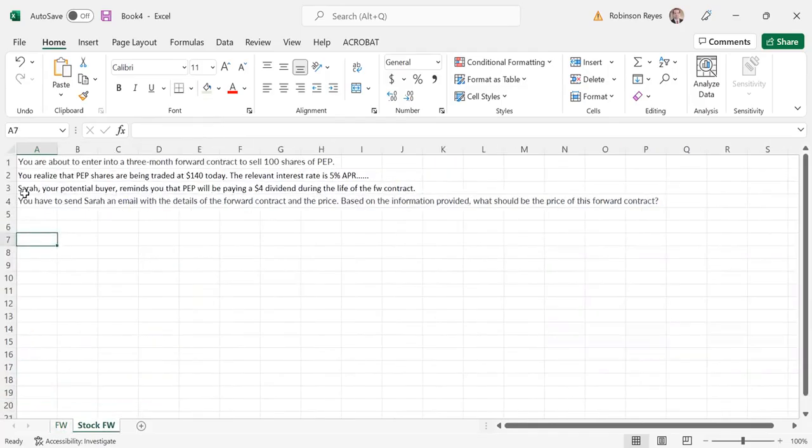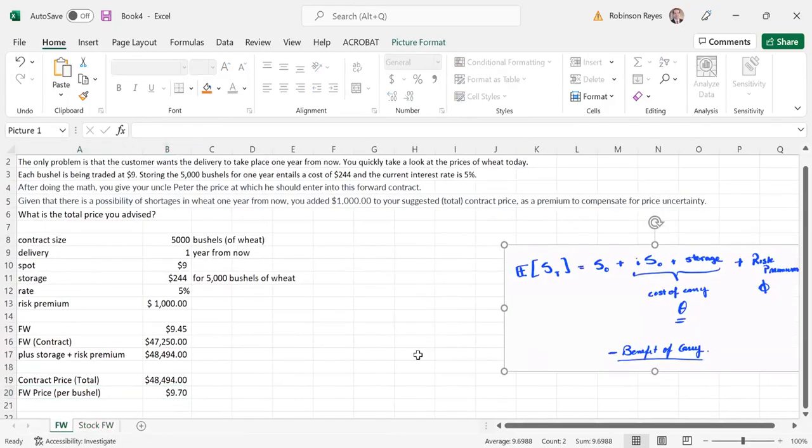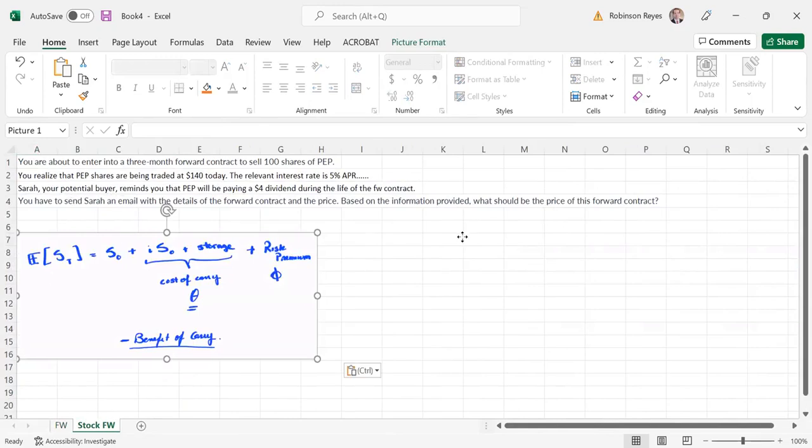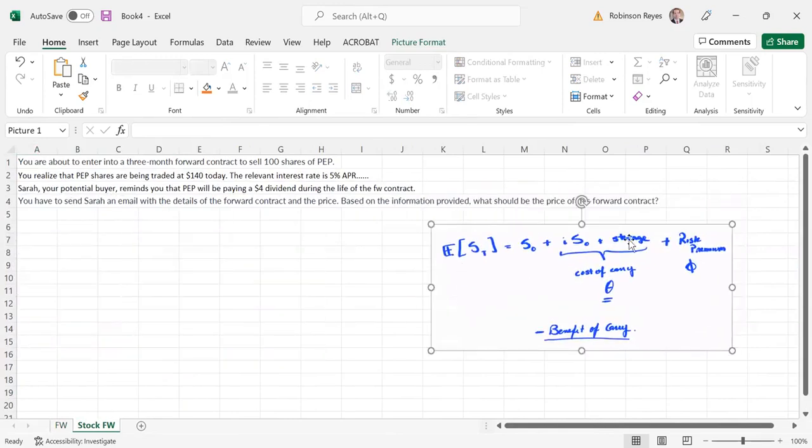Now, if we think about stocks, I have switched to the other problem with 100 shares of Pepsi, right? So now I'm going to copy the formula again, and when we see this formula, a lot of things do not apply, like storage cost and the risk premium. One interesting thing is that when we look at this financial cost, in the case of stocks, that financial cost already includes this risk premium, so we don't have to add it separately. And the benefit of carry is the dividend.